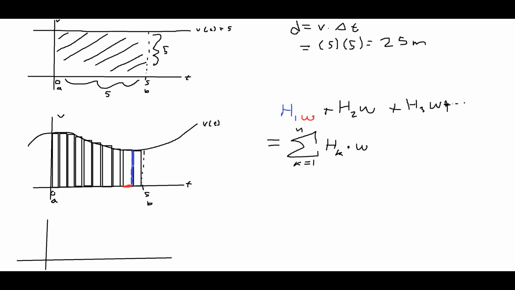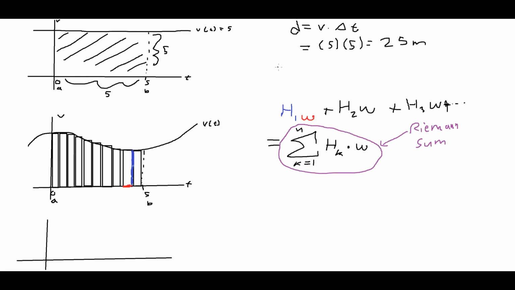Now this right here is what's known as a Riemann sum. It's a pretty good approximation of the area under the curve, and it actually only gets better the more rectangles you use, because if you think about it, the more rectangles you use, the smaller the width of each one will be, and you will get closer to the area.